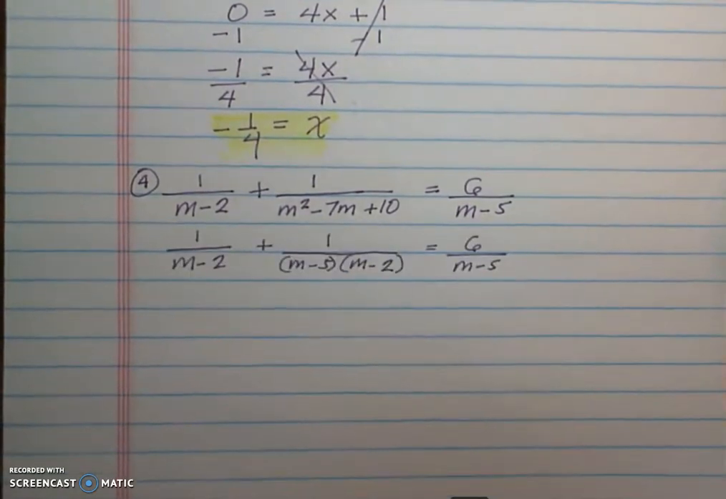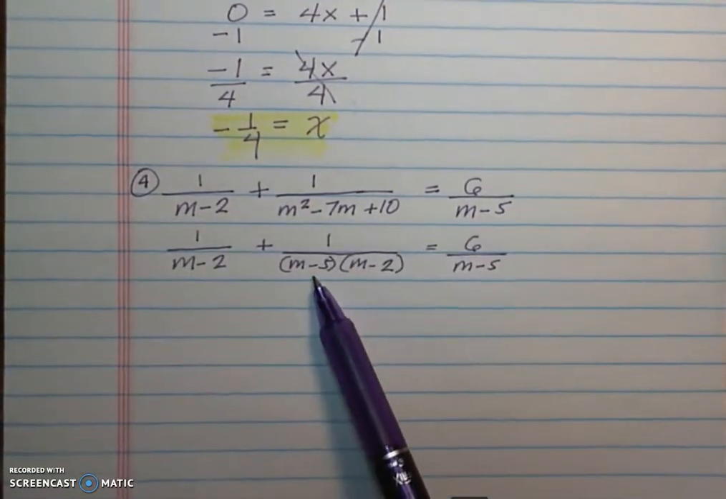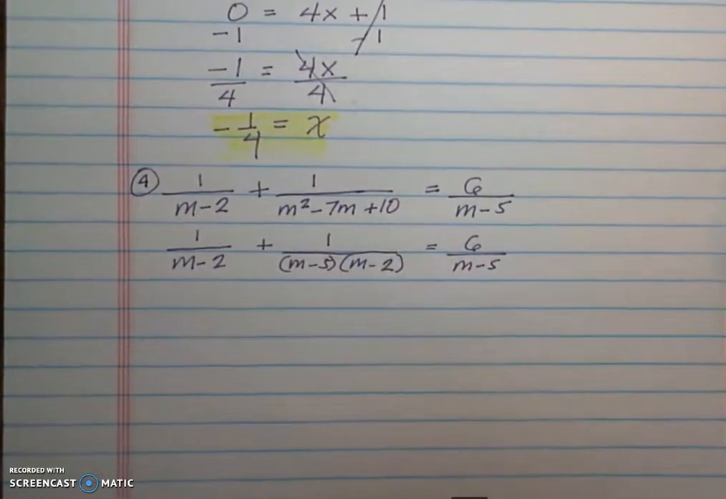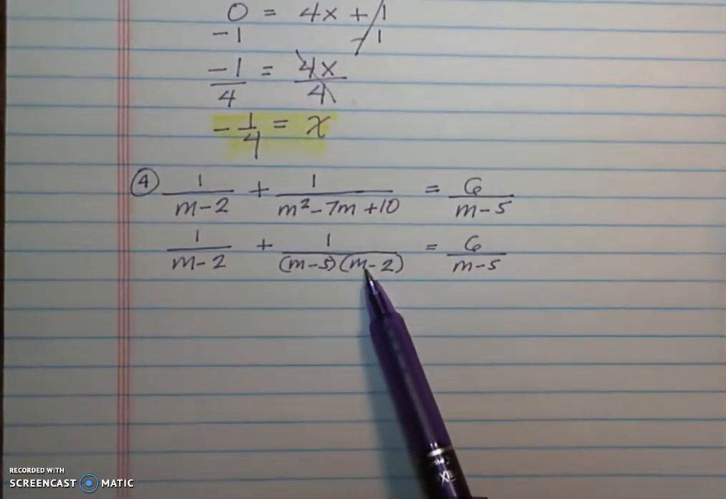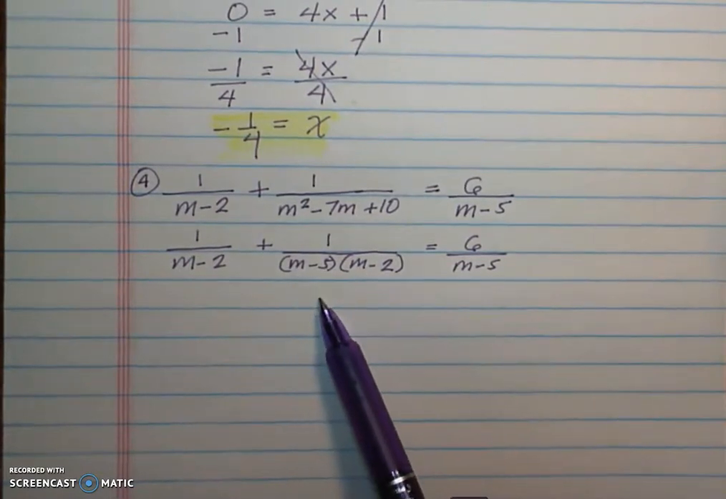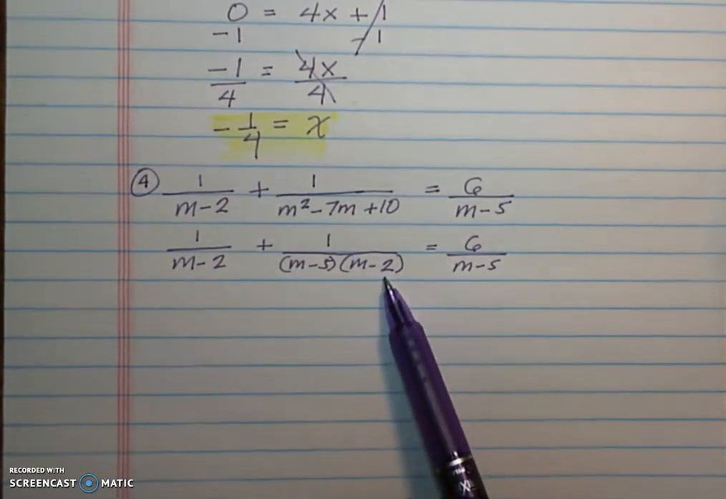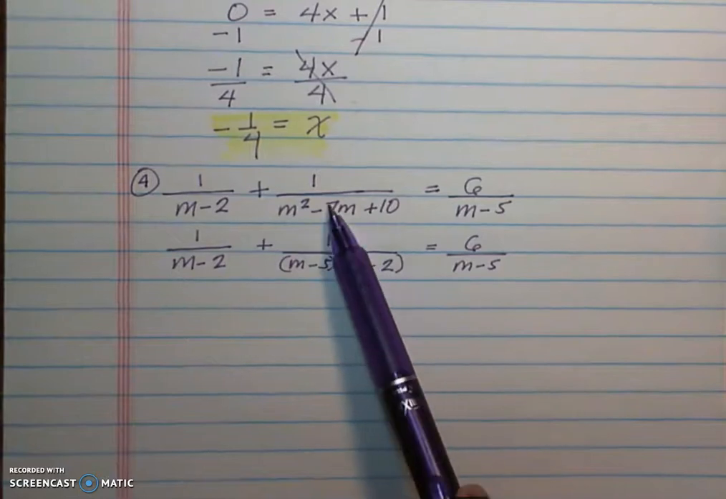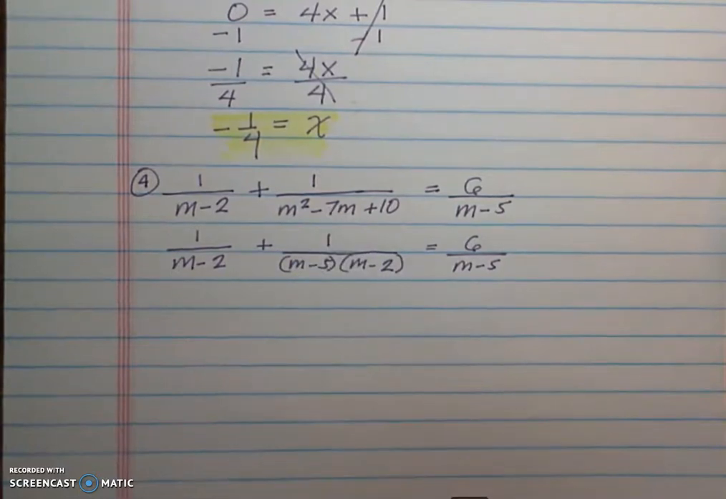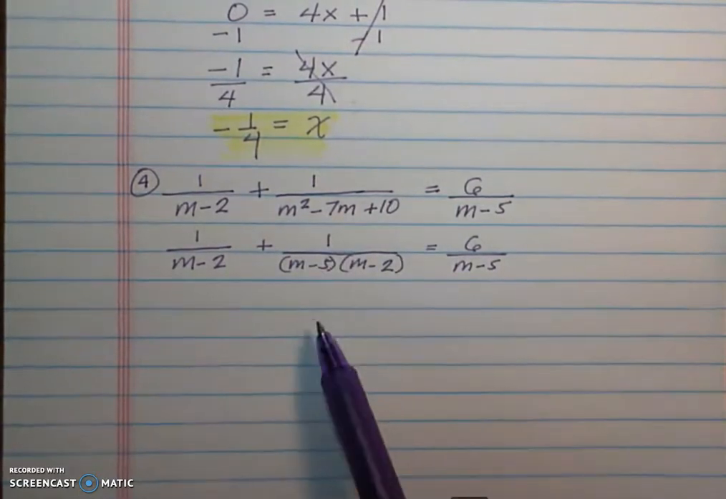Okay, let us do a quick check. Negative 5 times negative 2 is positive 10. Do your FOIL, which is negative 5 times m is negative 5m plus negative 2 times m is negative 2m. So negative 5m plus negative 2m is negative 7m. So therefore, that is really our LCD.